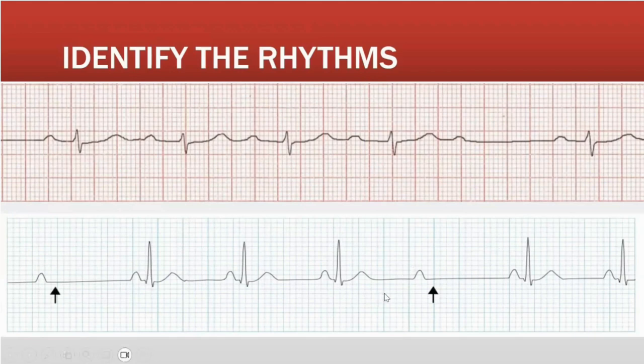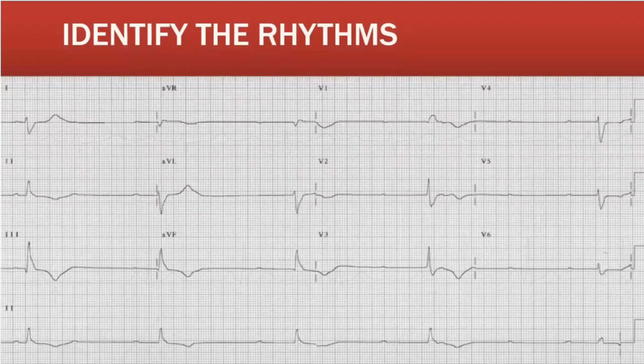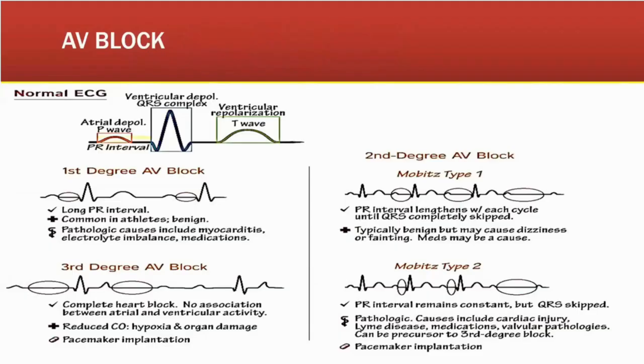And the rhythm strip below that, we can see that the PR interval remains constant, but some P waves don't conduct. So this would be classified as a second-degree AV block, Mobitz type 2. And on this rhythm strip, we can see that this is a third-degree block or a complete block, as there's no association between the atrial and the ventricular activity. So basically, this is just a summary of all the blocks.